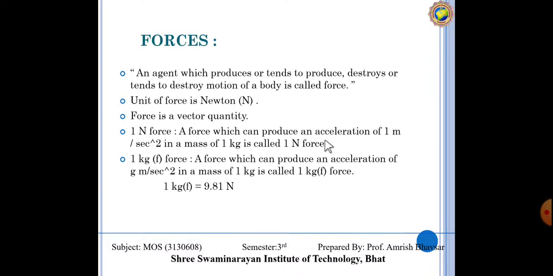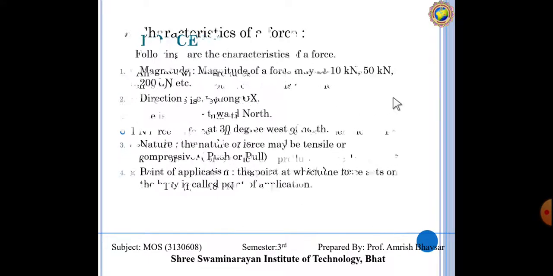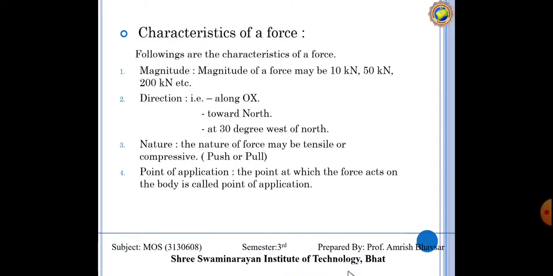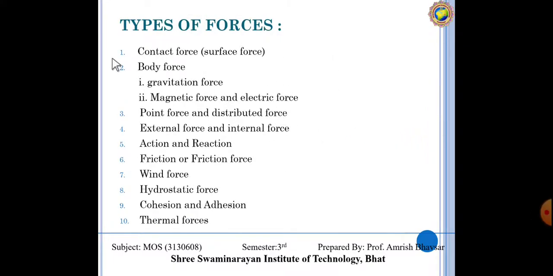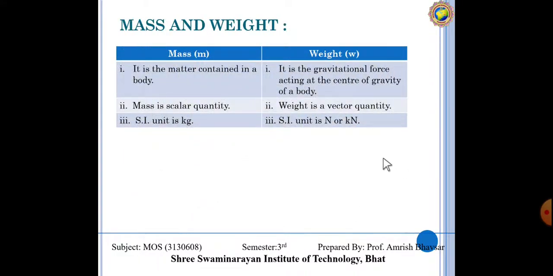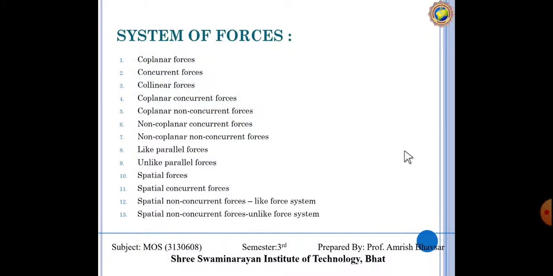In that case, first we have understood what force is. It means an agent which produces or tends to produce, destroys or tends to destroy motion of a body is called force. We have also understood the characteristics of forces: magnitude, direction, nature, and point of application. We discussed the types of forces surrounding us, and what mass and weight are.